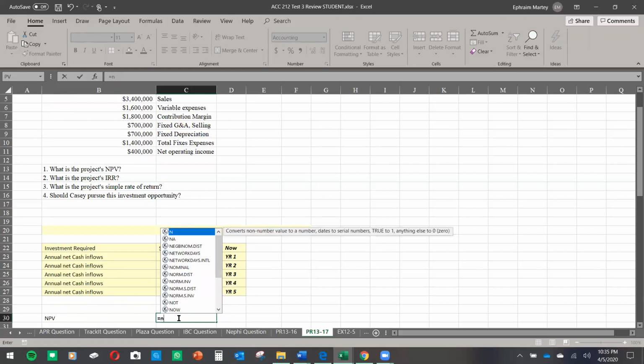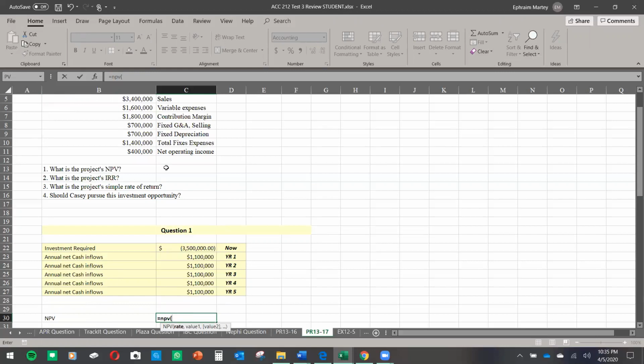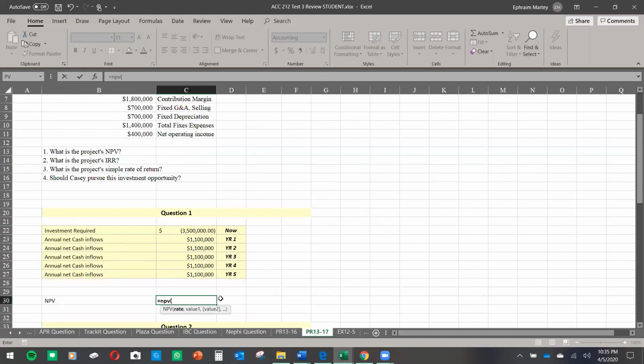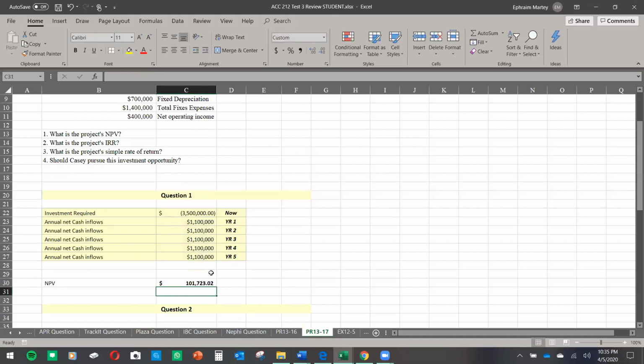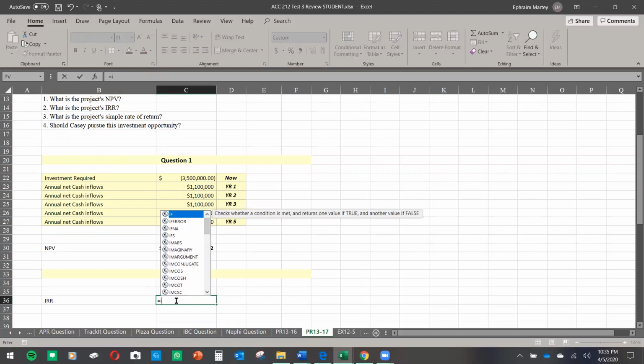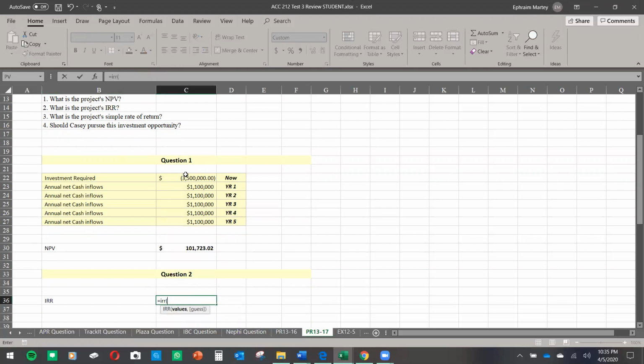I press equal to NPV, open parenthesis. What is my rate? We're given the rate. Where is the rate? 16%, okay? So 0.16, comma. I will select all my inflow, close parenthesis, plus the investment. Okay, so I have 101,723. That's my net present value. Okay, let's move on to the next one. What is my IRR? You don't even need to copy and paste everything here. Just put here IRR, and then type in IRR, open parenthesis, select everything here, close parenthesis, press enter.